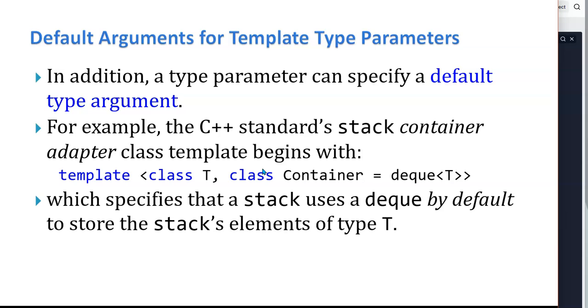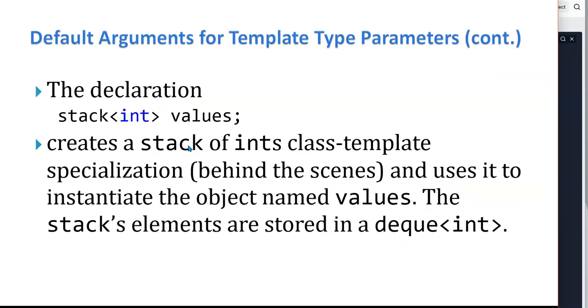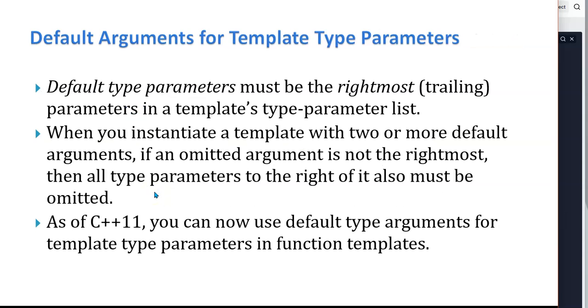We can also have a default template argument where for a container class, for example, we have a class passed in called T and a class passed in called Container, which defaults to a deque of type T. Default parameters must be the rightmost trailing parameters, and if you omit the rightmost, you have to omit them all.